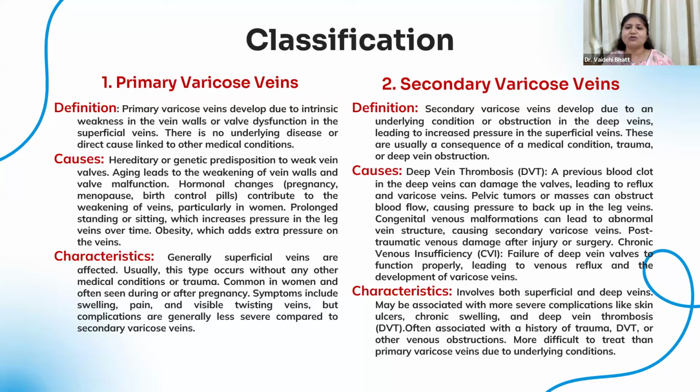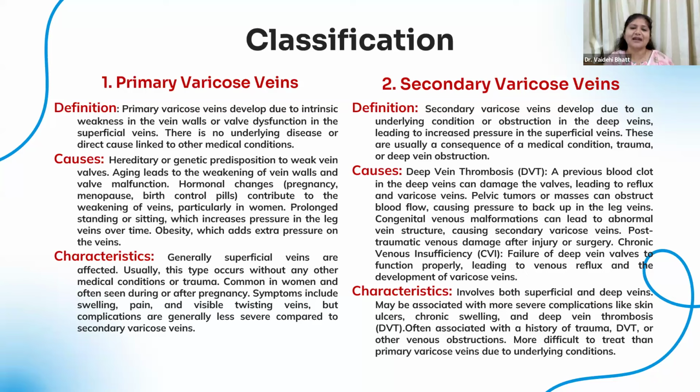So always we are going to find some deep vein thrombosis or any other tumor, pelvic tumor or reflux or any other disease condition or chronic venous insufficiency that causes the secondary varicose vein. And in a primary varicose vein, there may be changes in hormonal pattern, prolonged sitting or standing posture, and obesity, and that will lead to the development of the varicose vein due to the weakening of the valves.